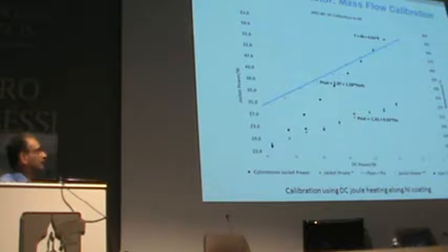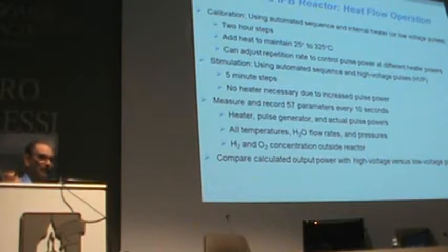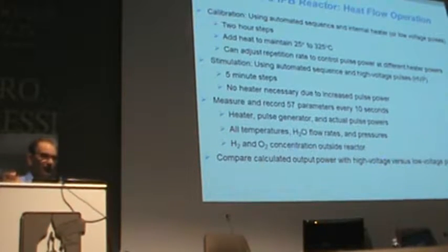The black dots are the numbers from the temperature, again, on the right axis. As you can see, we can trust that calorimetry. And unfortunately, I don't have any data to show from the mass flow calorimetry, so I'm going to change gears here and move into the heat flow operation.